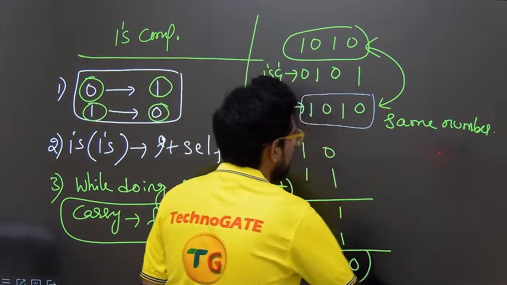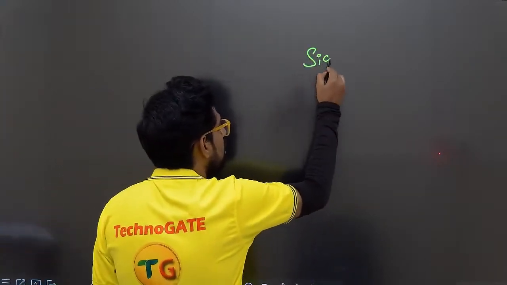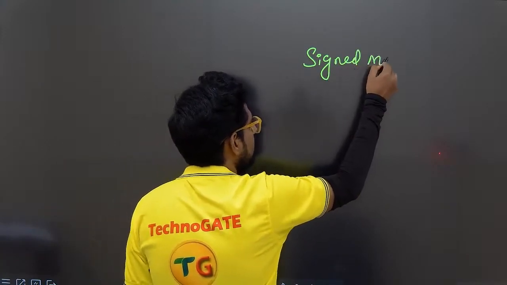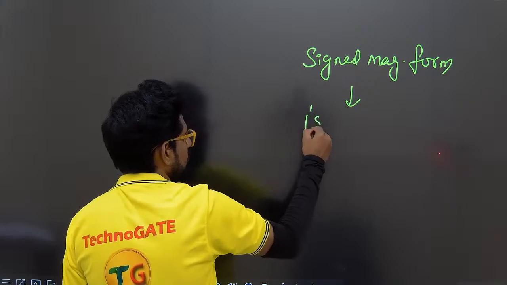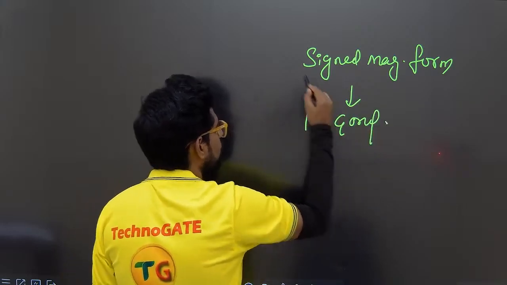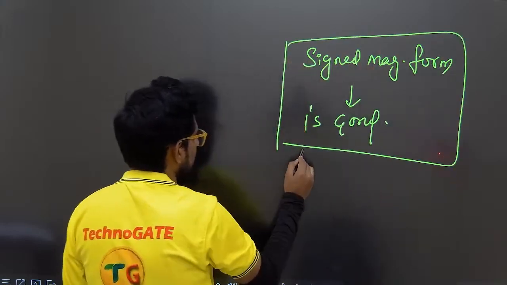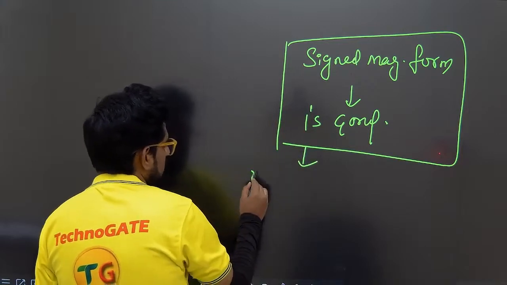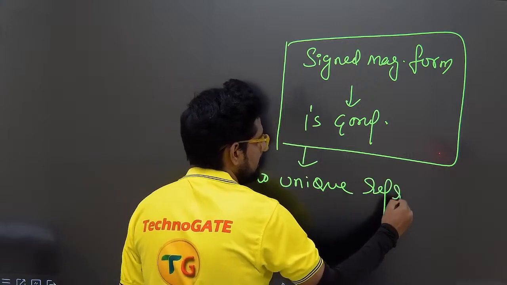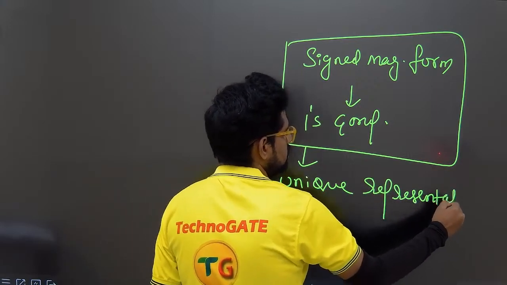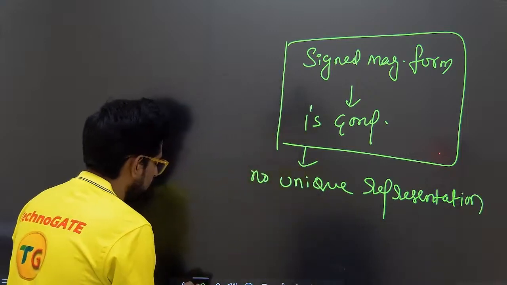So what is the drawback? The same drawback. Unique representation is not possible here. Whatever drawback you got in signed magnitude form will be continued in 1's complement form. What is the drawback? These two are equal. So the drawback is no unique representation. Let us observe here why.